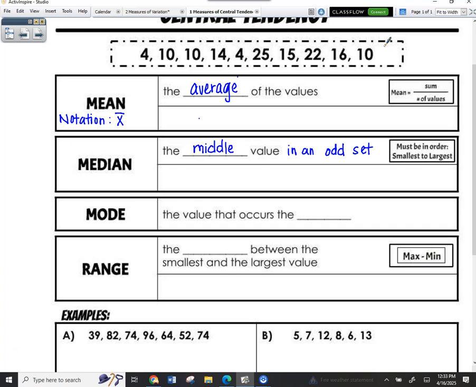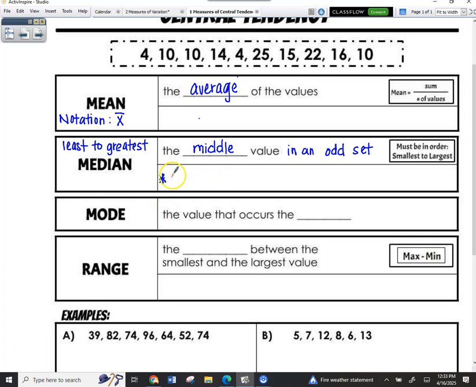Okay? There is a rule. There's a disclaimer. It's like Skylar said. What do you have to do? First, Skylar. Yes, from least to greatest. So with the median, let's make our note. You do have to list it from least to greatest before you can actually find the median.